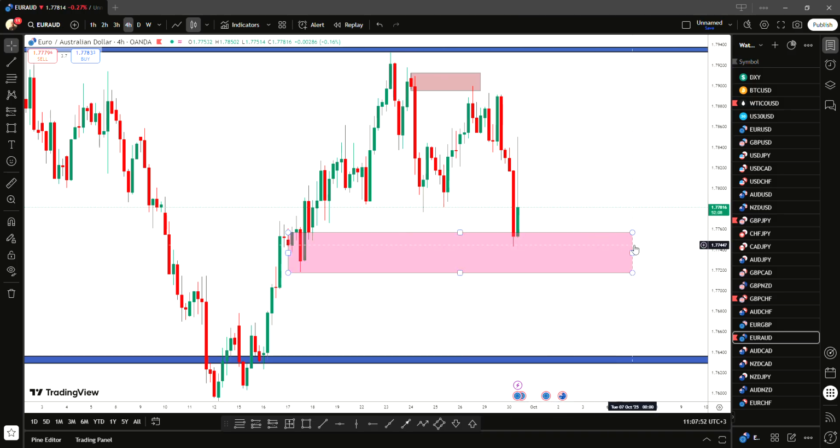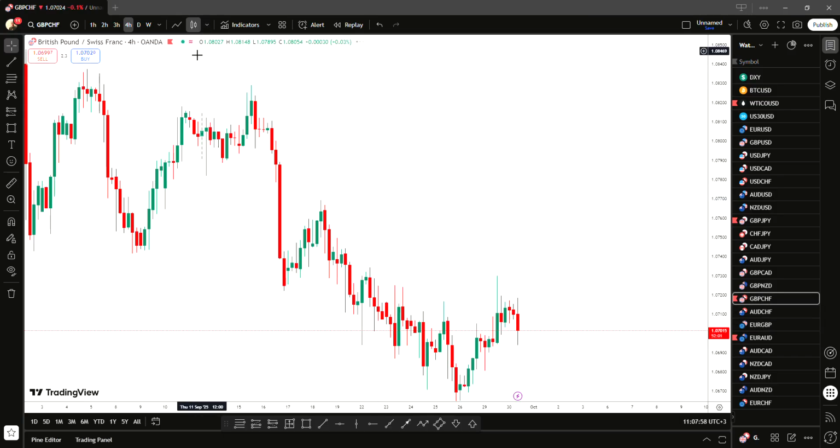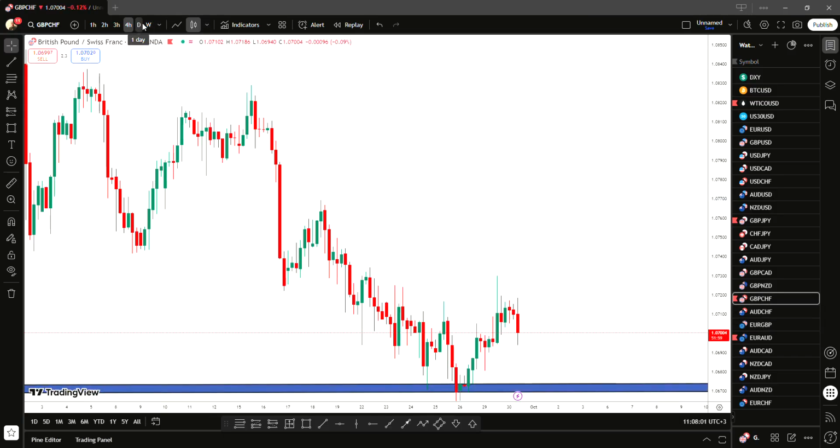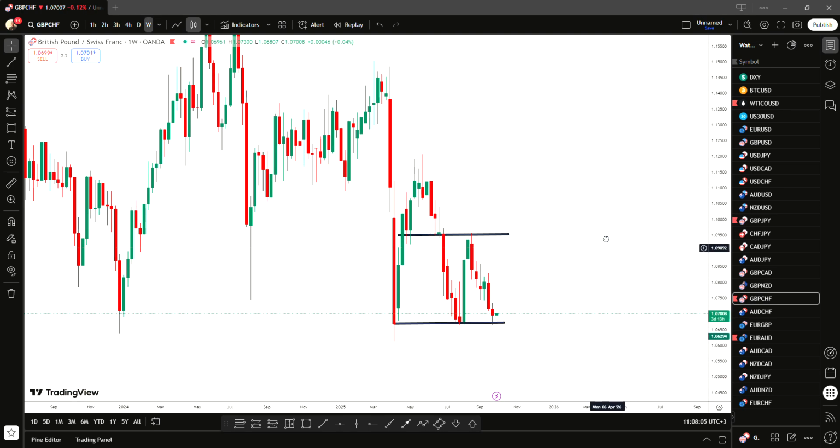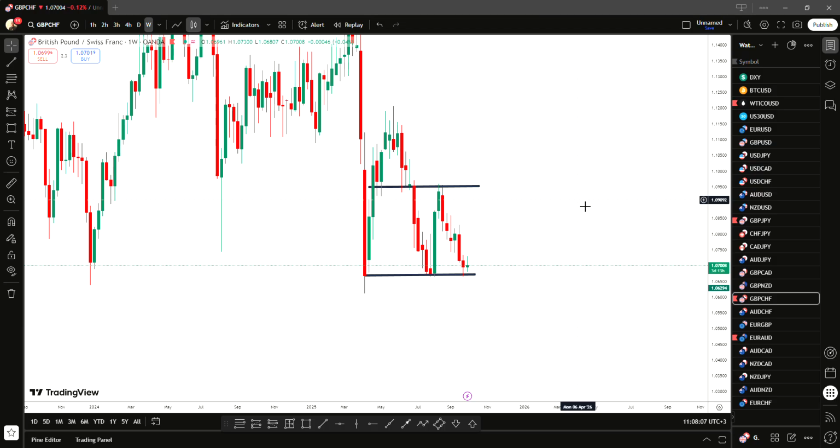So I'll proceed to that next pair, GBP CHF. Now GBP CHF, this is a trade I got on the weekly time frame. I want you to remember what I told you. We use support and resistance, demand and supply, then top-down analysis. When you combine them in the right order, you're going to get high probability trades that are going to give you maximum beautiful pips.